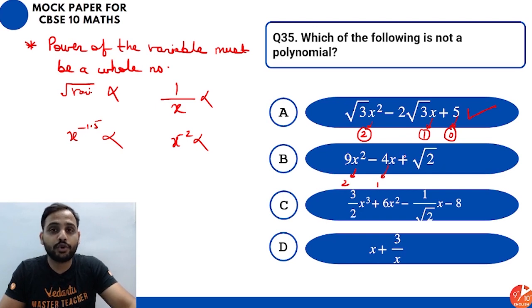Second one, power 2, power 1. Up there you will say root 2 square root. But root 2 is a constant term. It can be inside. X is not present. Power is 0. Constant term. It is also a polynomial.